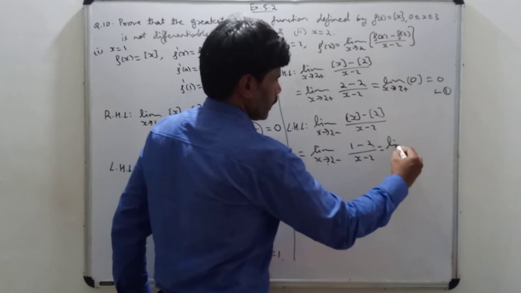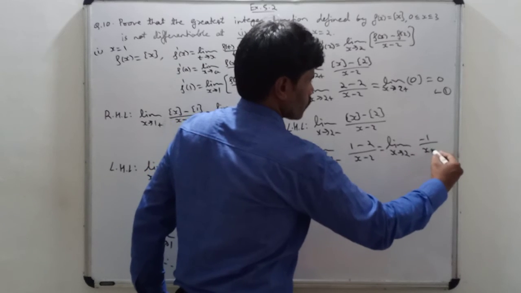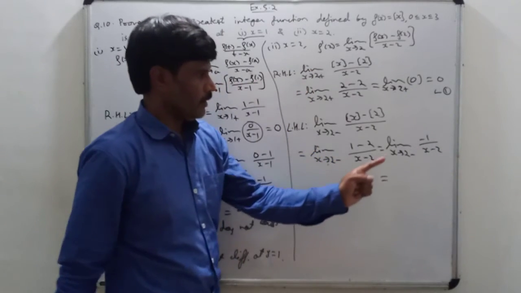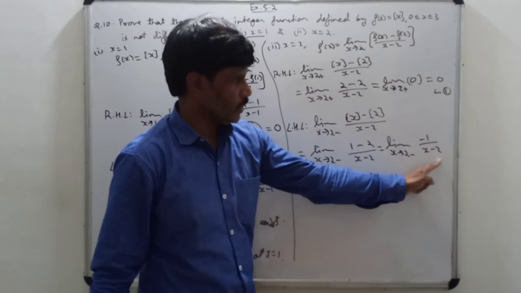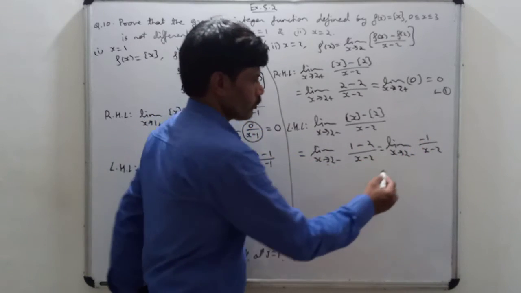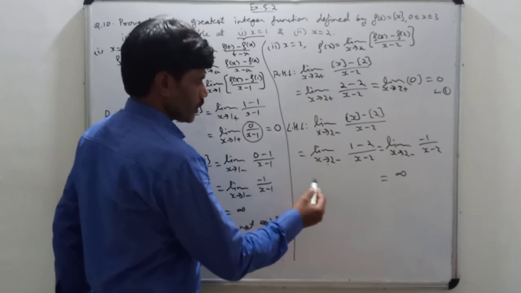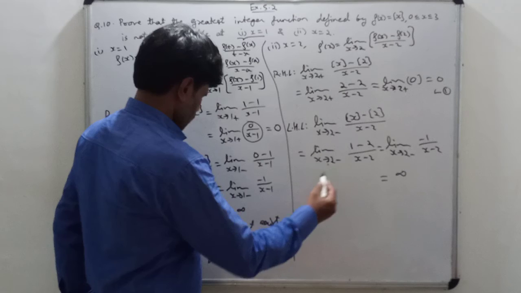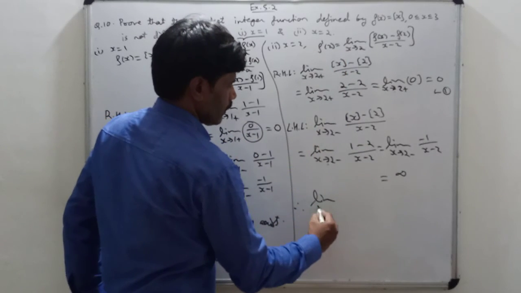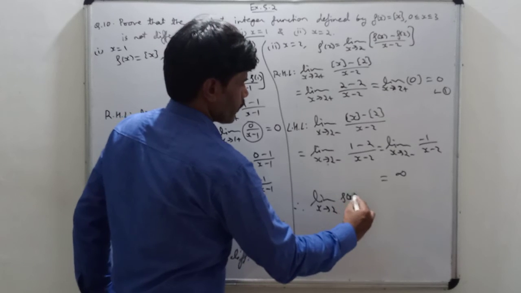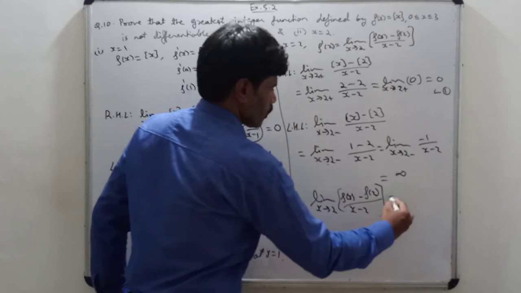So we are getting the limit x tends to 2 minus of 1 minus 2, which is minus 1, upon x minus 2. Now when we apply the limit, in the denominator you observe, in place of x when we keep 2, 2 minus 2 is 0, so minus 1 upon 0 is undefined, infinity. So therefore what you say here, RHL is not equal to LHL, therefore directly you can say, because of infinity, the limit x tends to 2 of f(x) minus f(2) upon x minus 2 does not exist.